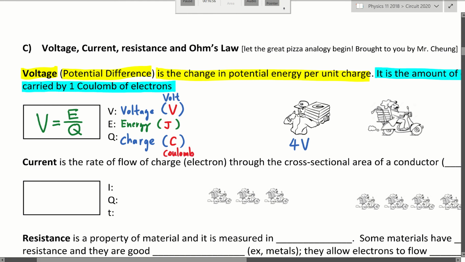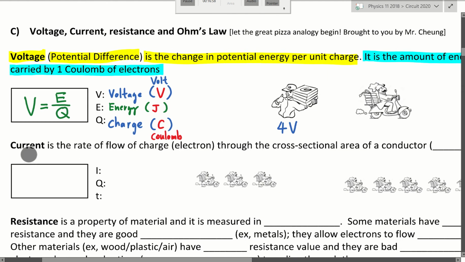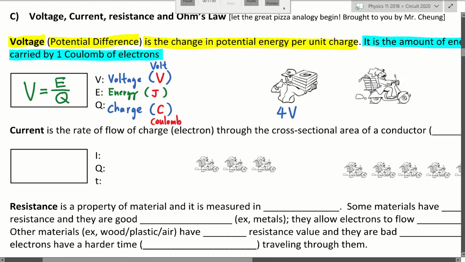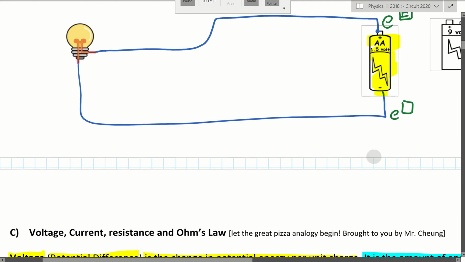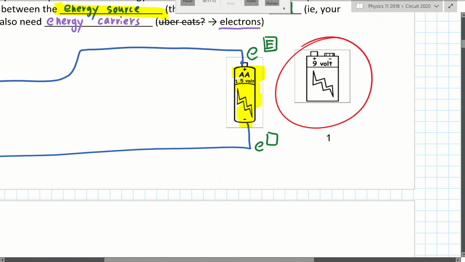But remember, I don't want you to think about this as 1 electron carrying 4 joules of energy. So let's look at that definition upstairs. So for example, you know this type of battery, right? We call them 9-volt battery because it says 9 volt on them. And then we have the smaller AA battery, which is a 1.5 volt battery. So what's the difference between a 1.5 volt battery and a 9-volt battery?